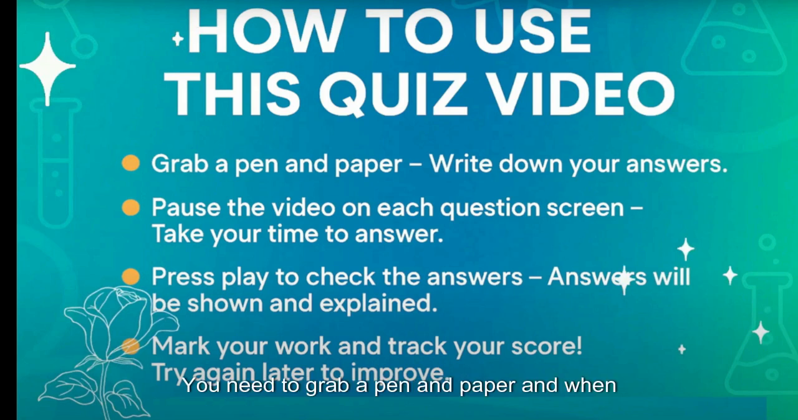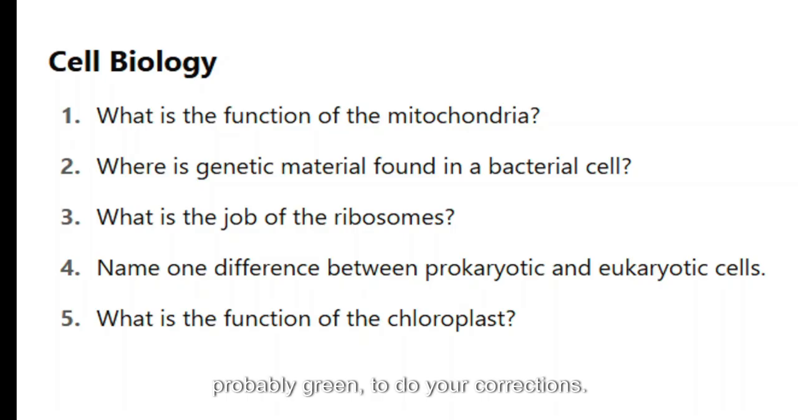You need to grab a pen and paper, and when you see the questions, pause the video and quickly answer the questions on the paper. You need to write with your blue or black pen, and then you need to have a purple pen for marking. So if you got it right, put a tick, or if you got it wrong, just put a small cross. Then use a different colored pen, probably green, to do your corrections.